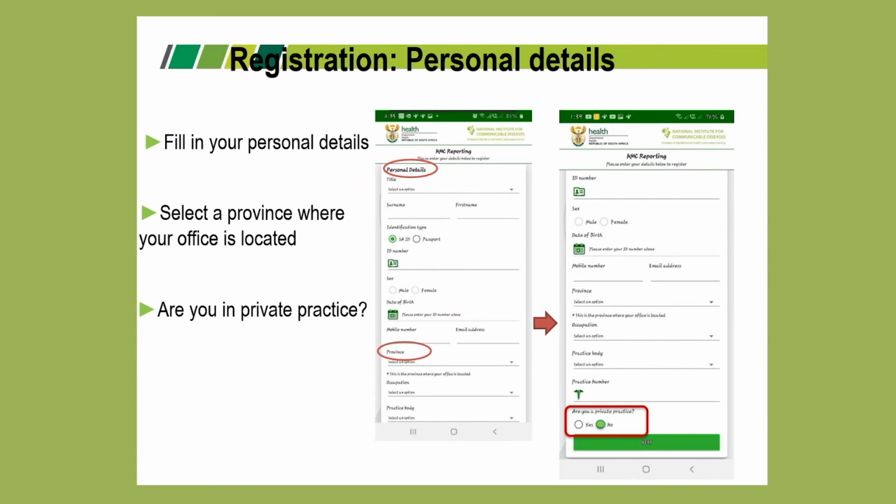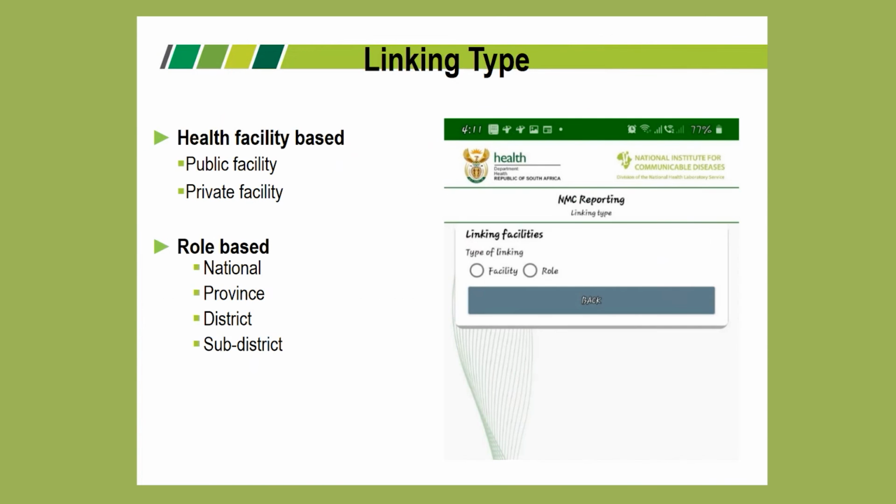If it is a clinician and you've selected your practice body, then your practice number will be your HPCSA number or your SANC number. If you are not a private practice, you're going to click onto No and go onto Next. Your linking type will be for persons who are working at 1 to 5 facilities. It will be a facility-based linking type.